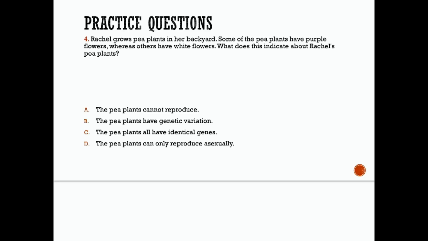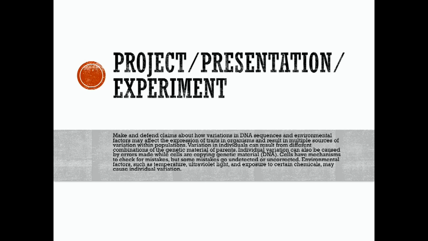All right, genetic variation, like in color, occurs when alleles are randomly assorted during sexual reproduction. So, since each offspring receives a different combination of alleles from the parent organisms, genetic variation results. So, we're going to go with B. The pea plants have genetic variation. They vary in color, whether it's purple or white.